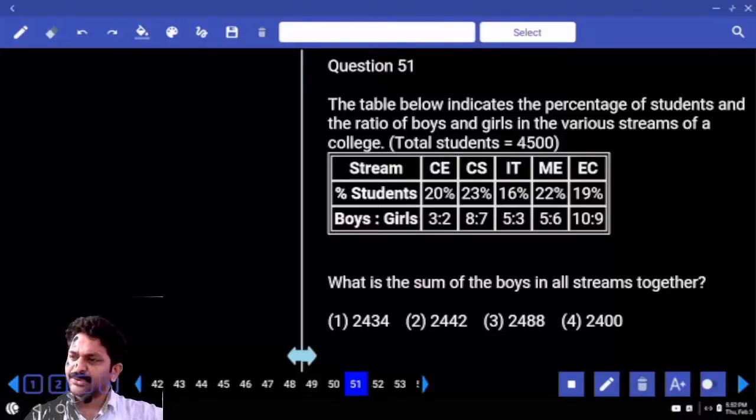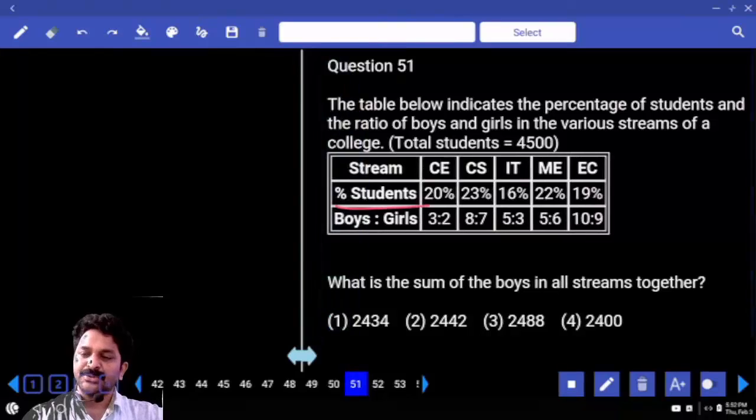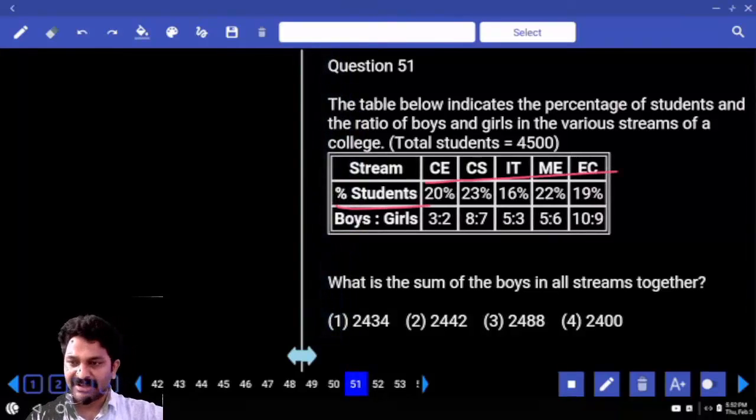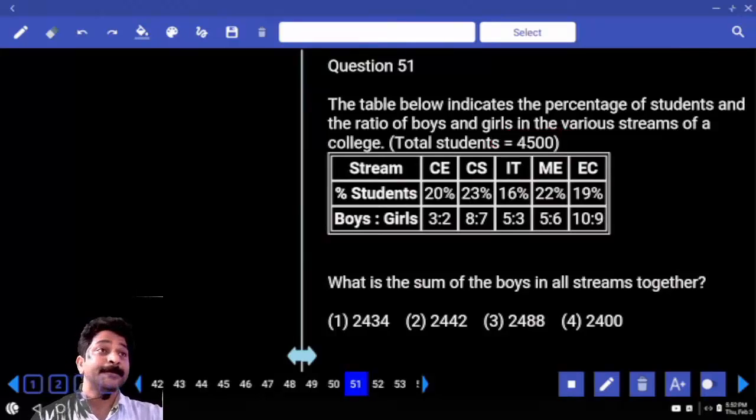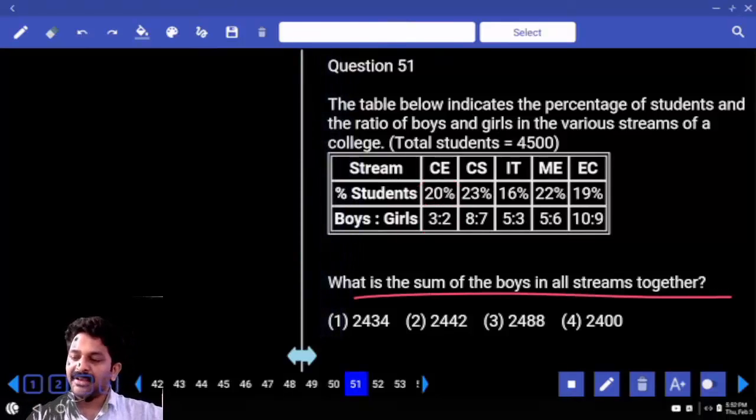The chart indicates the percentage of students and the ratio between boys and girls, right? So the percentage of students in CE, CS, IT streams, total people are 4,500. What is 1%? 45. So every percentage value multiplied by 45 will give you the number, correct? And out of that, the boys to girls ratio is given stream wise. What is the sum of boys in all the streams?